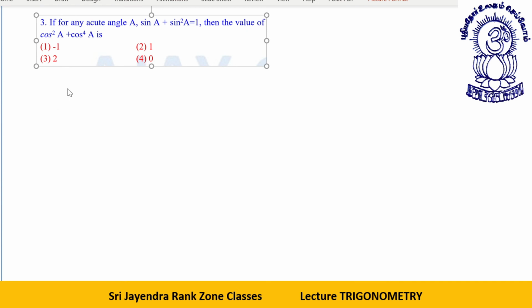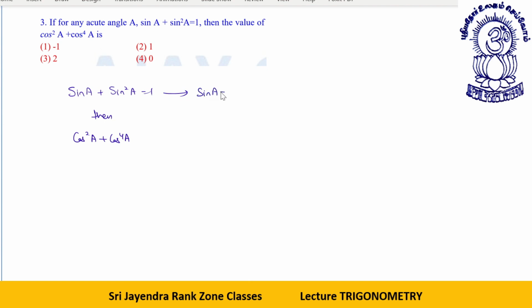Similar question. If you have sine A plus sine square A is equal to 1, then what will happen? Cos square A plus cos 4A will automatically be 1. How? Look. From here you can say sine A is equal to cos square A, or you can say sine square A is equal to cos 4A. So this cos 4A you will write as sine square A. This is cos square A. This is nothing but an identity. It will automatically be converted into 1. Okay.